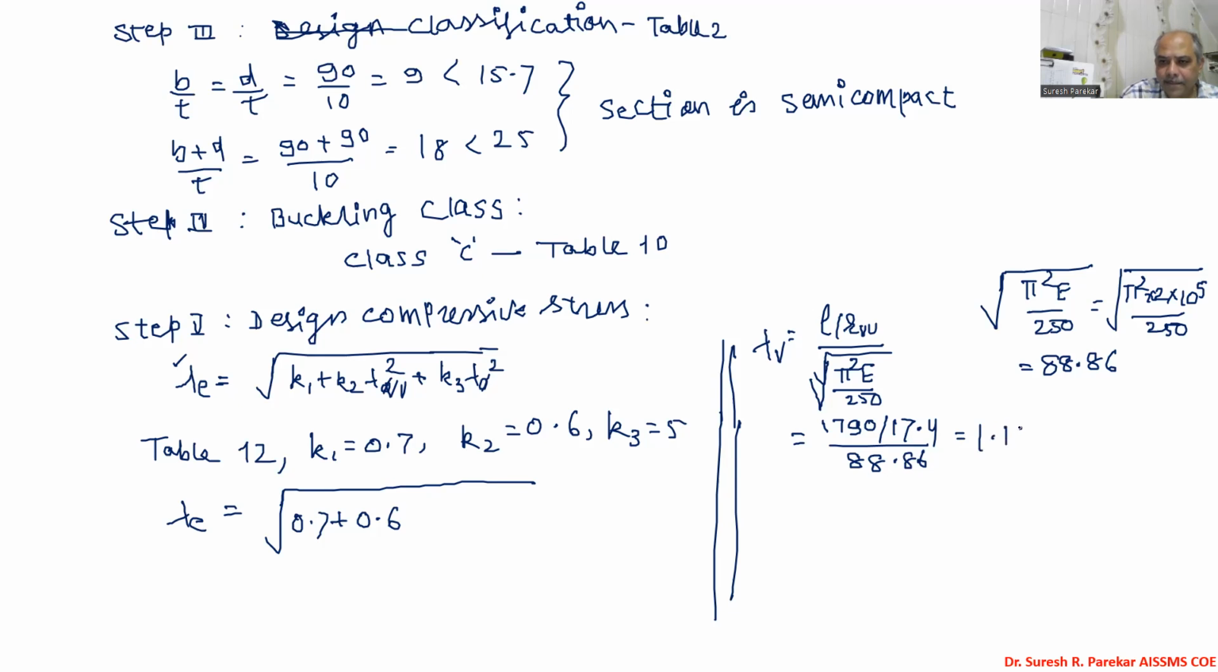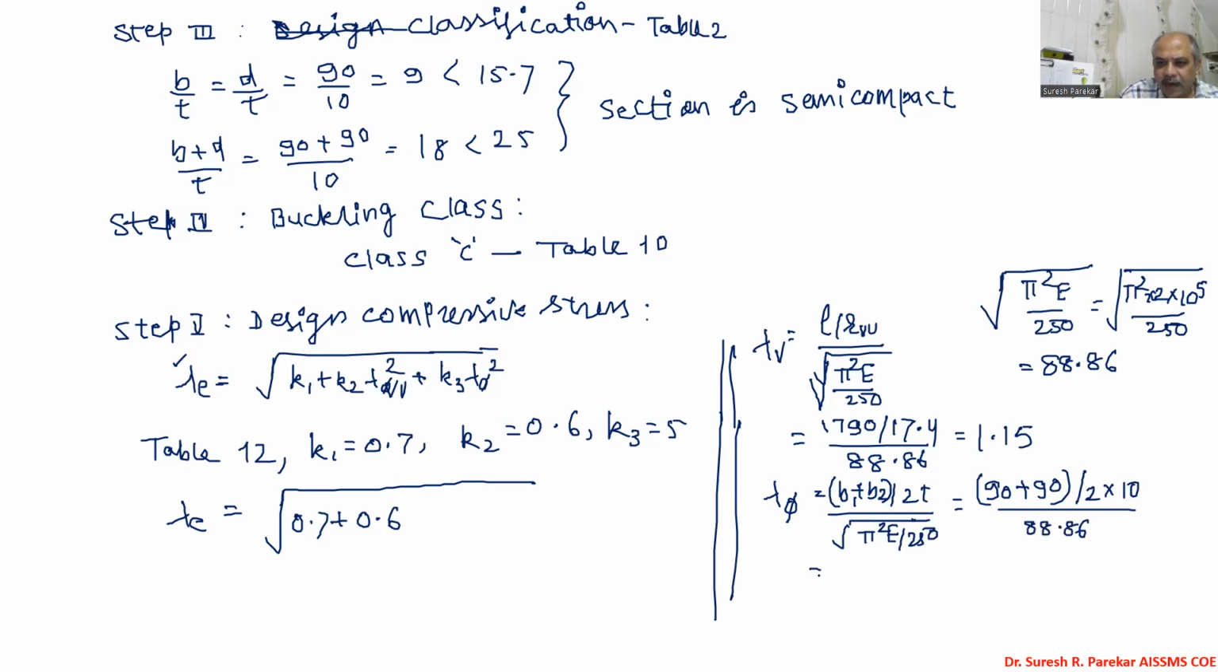And then we have this value, 1.15. Then we will find lambda phi, which will be (b1 plus b2) upon 2t divided by again root of pi square E upon 250. So we have 90 plus 90 divided by 2 into 10, divided by 88.86. From this we get lambda phi as 0.1.